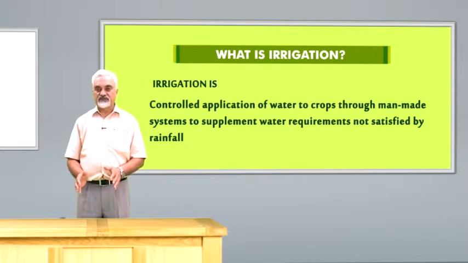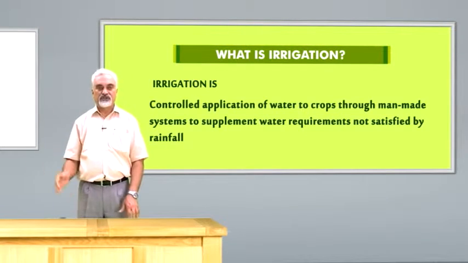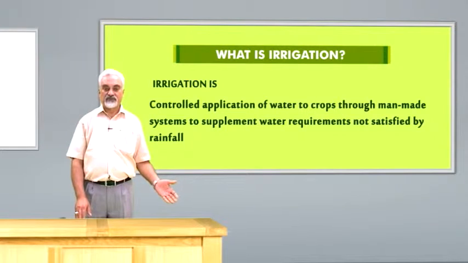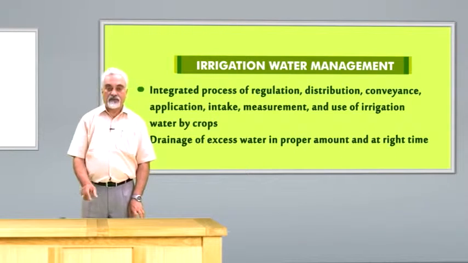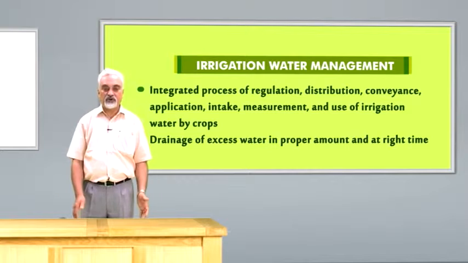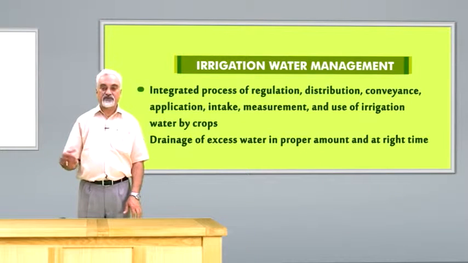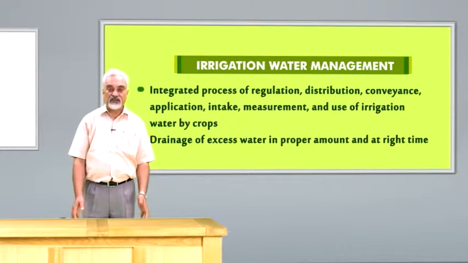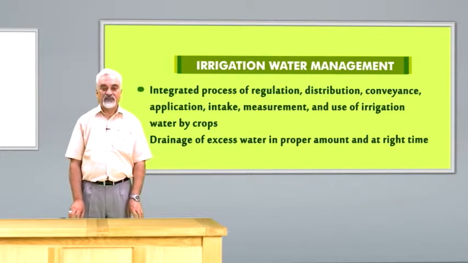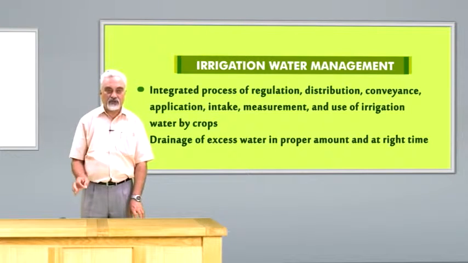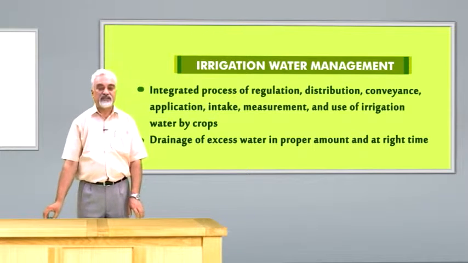And irrigation management combines the entire process of application of water right from the source to the user, that is the crop. So, it includes topics like the regulation of water, distribution of water, conveyance of water, application of water, intake of water in the soil, absorption of water by the crops, measurement of water, and so on and so forth. The drainage of excess water in waterlogged soils in proper amount and at the right time is also a very important component of irrigation water management.